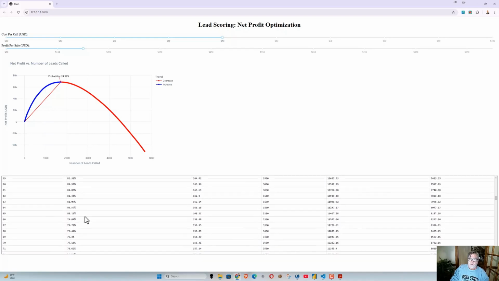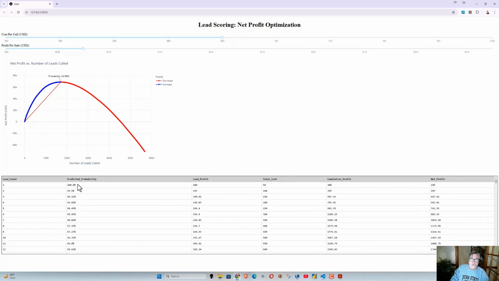So the question is, where is the optimal point? In other words, do you want to spend your time calling customers that have a 0% predicted probability of converting? Because you have a total cost that's fixed. Every time you make a phone call or visit, you have a fixed cost and it doesn't change whether that customer converts or not.